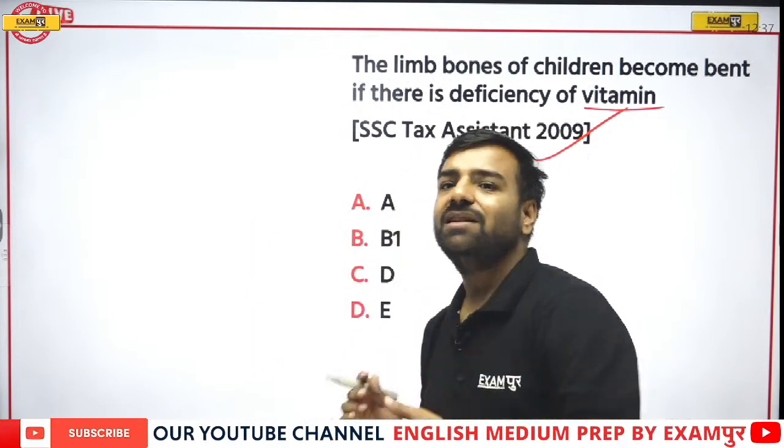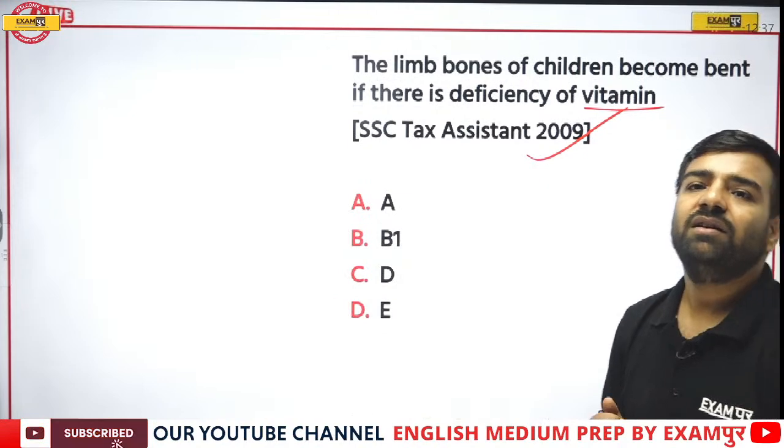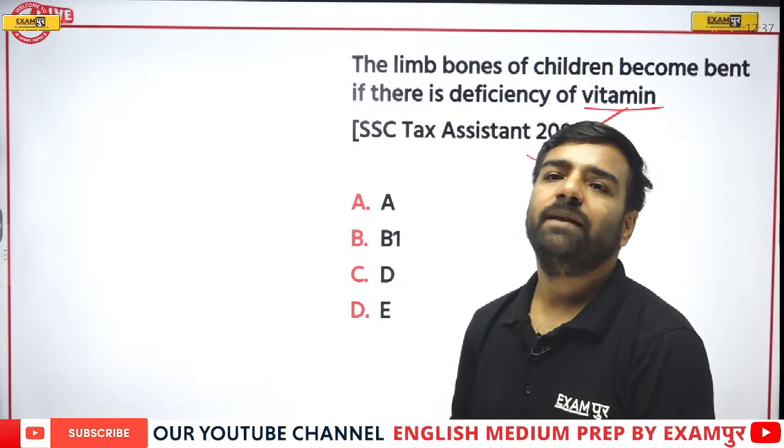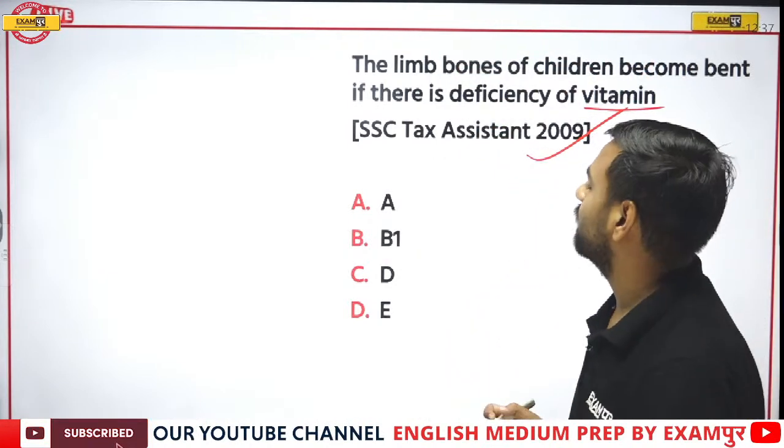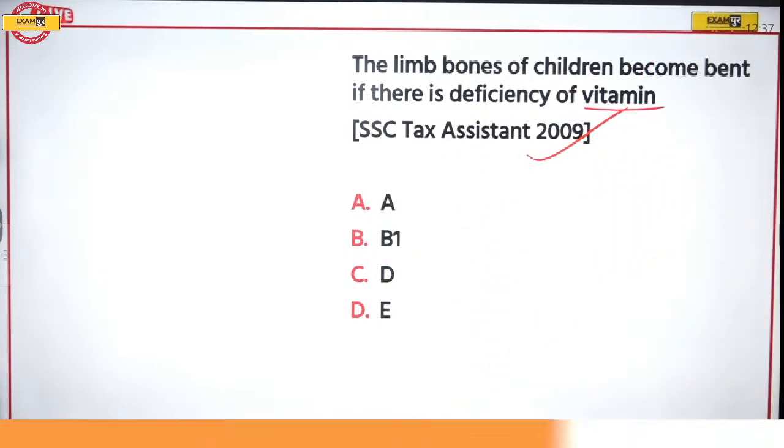Isn't it? So yes, Ravindra, very good. Your answer was correct now. And Ram was giving a ligament. I guess you are also aware of this trick now. So you'll be getting the correct answer. So limb bones of children become bent because of what?